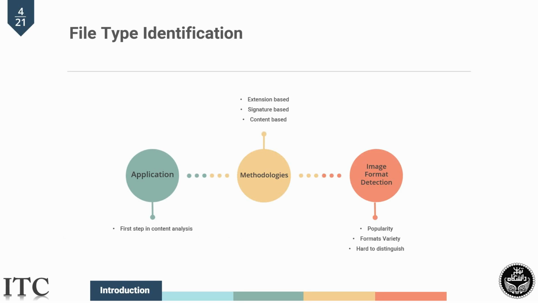File type identification is the first essential step in any application that we want to analyze or study the content of the files. Many methodologies have been used to identify a file format. The simplest method is extension-based method. In this method, we use the extension of the file to determine the type of the file. This method is easy and fast, but as it is clear, it is unreliable.